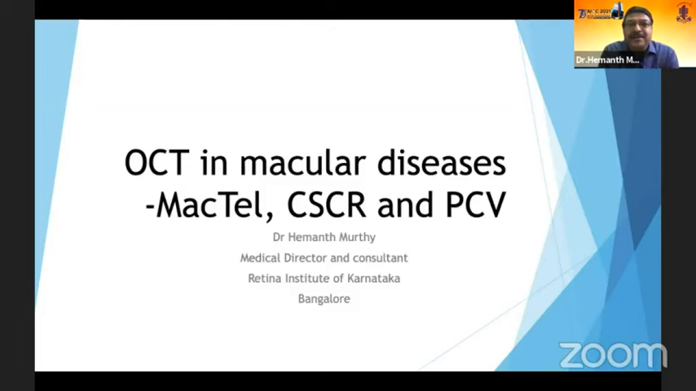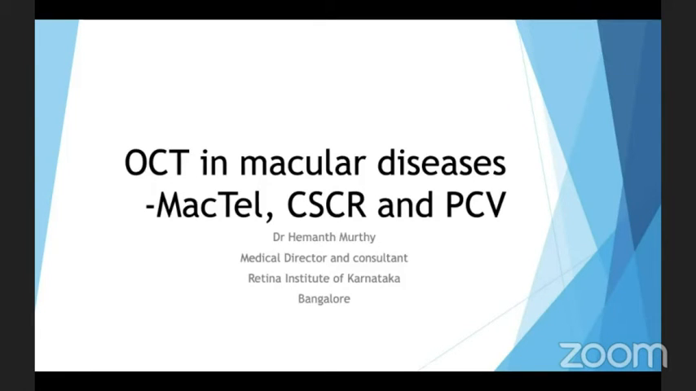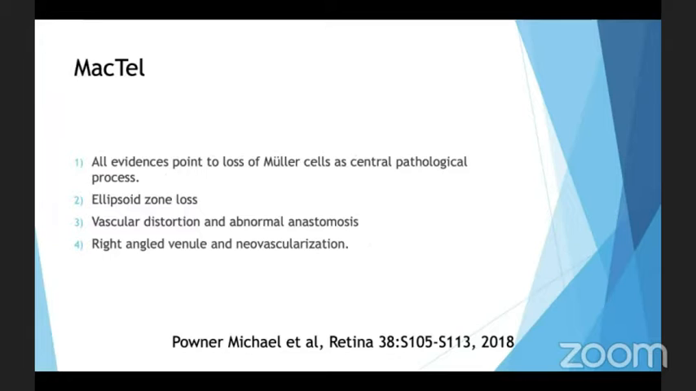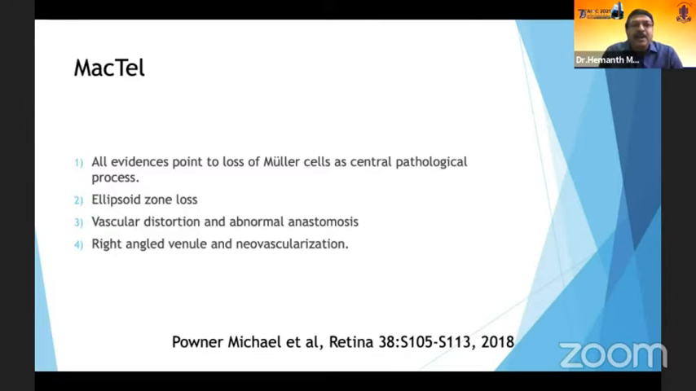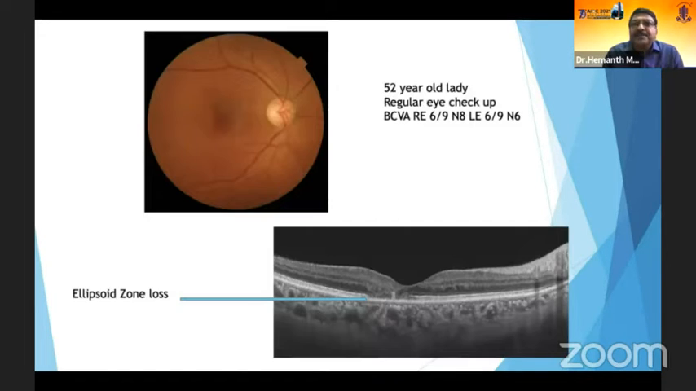Time I would be speaking on macular diseases: MACTEL, CSCR, and PCV. Now, coming to MACTEL, all evidences point to loss of Muller cells as the central pathological process, and there's also an accompanied ellipsoid zone loss with some vascular distortion and abnormal anastomosis, and associated with right angle venule and neovascularization.